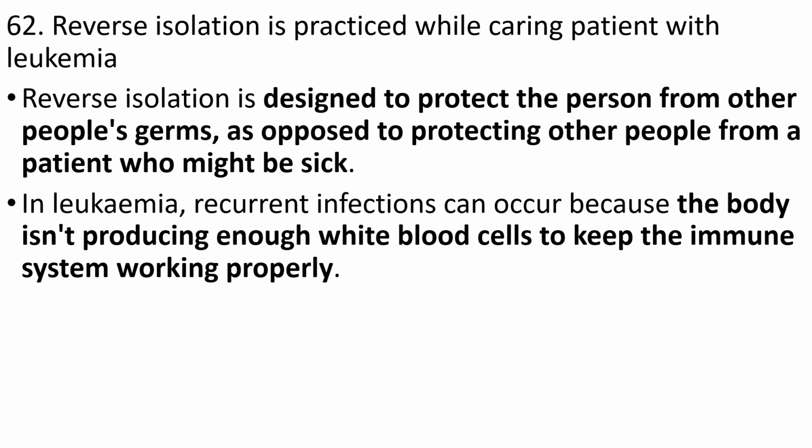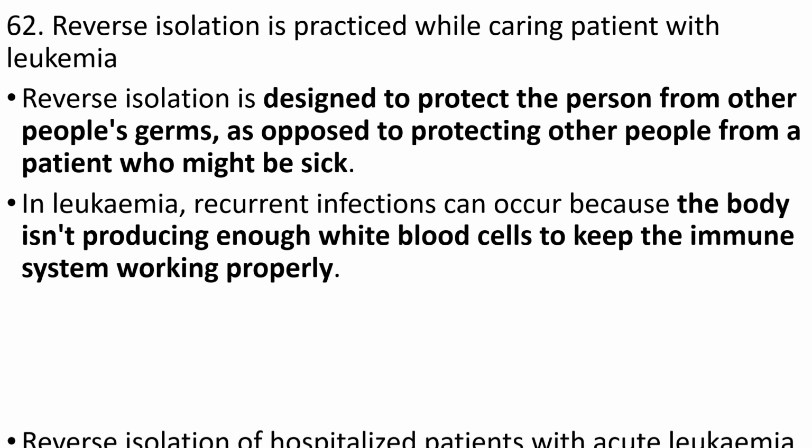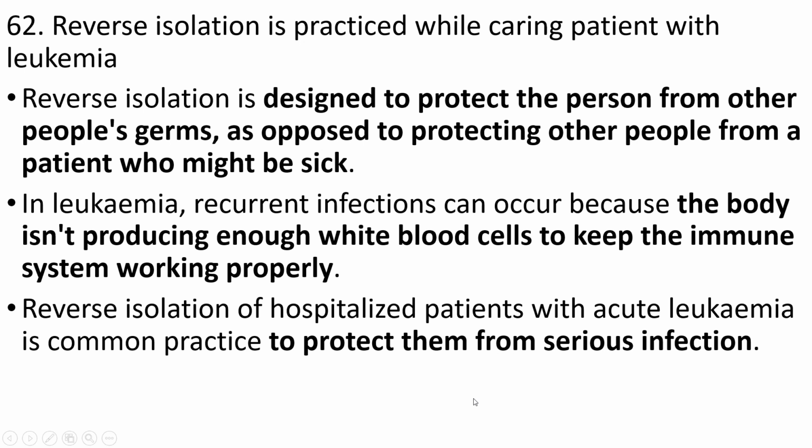So in leukemia, recurrent infections can occur because the body is not producing enough white blood cells to keep the immune system working properly. And sometimes they may be on chemotherapy, that may again increase the risk of getting infection. So reverse isolation of hospitalized patients with acute leukemia is common practice to protect them from serious infections.